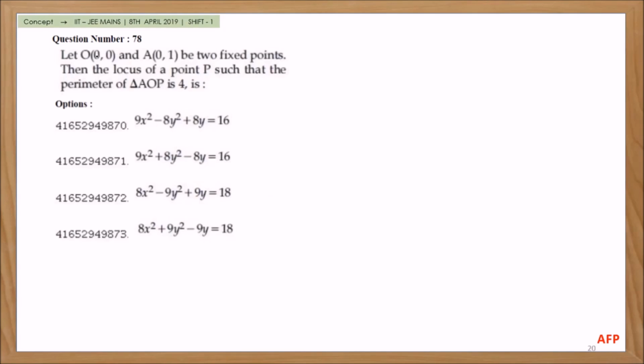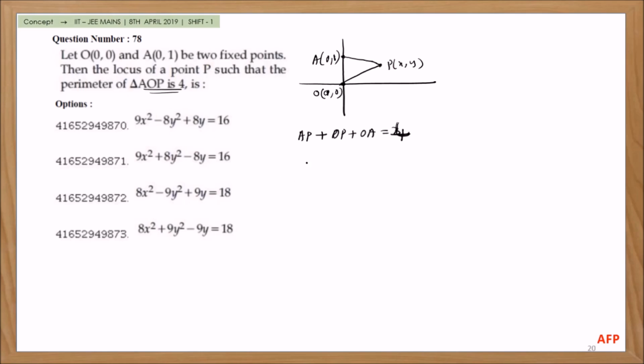Next problem: let O(0, 0) and A(0, 1) be the two fixed points. The locus of a point P such that the perimeter of triangle AOP is 4. Okay, so we'll draw the Cartesian system here, O(0, 0) and here A(0, 1) and P(x, y). Okay, so join these, with the perimeter AP plus OP plus OA equal to 4, the perimeter of triangle AOP.